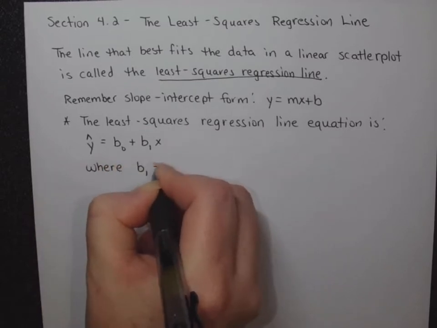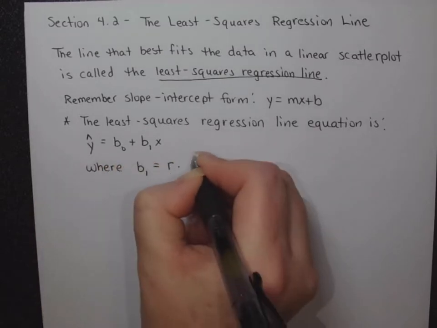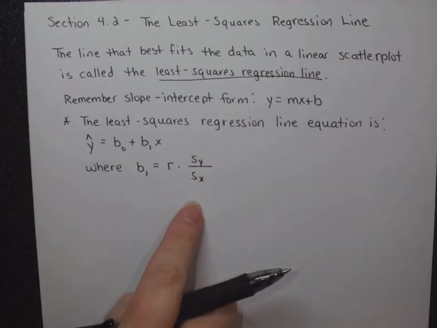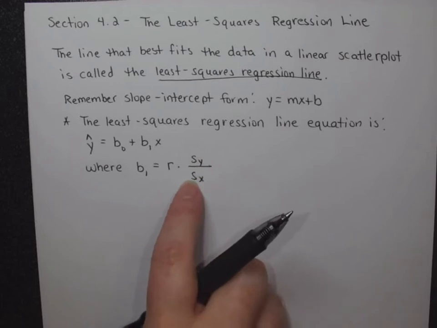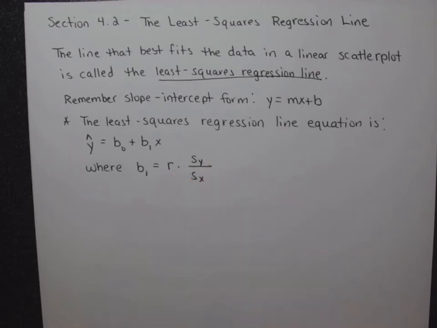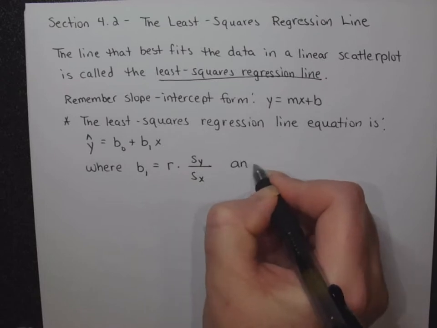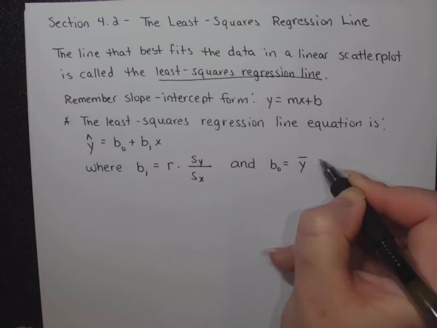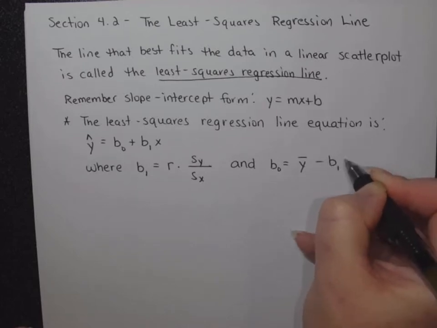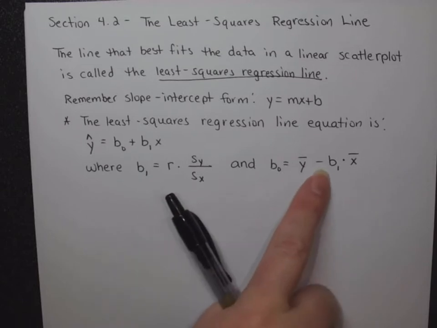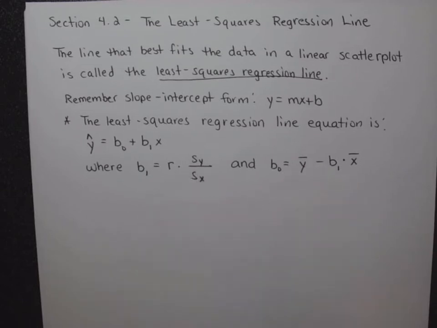You can find the slope by doing r times the standard deviation of the y's over the x's. Remember, slope is always change in y over change in x, so this is a version of that. Standard deviation of y over x, times the correlation coefficient we talked about in 4.1. And then b sub 0 is always equal to the y average minus the b sub 1 you just found times the x average. So this is a times dot here.